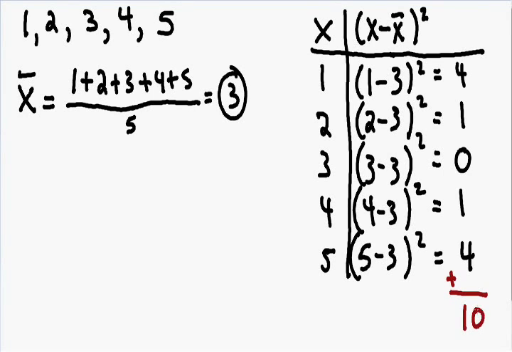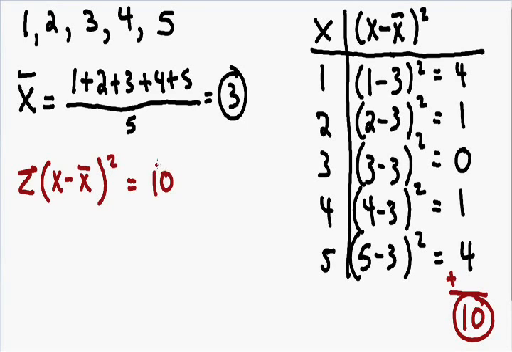So the summation of all the values on the right-hand side of the table is equal to 10. And I'm going to write this using mathematical notation. The summation of all the values of x minus our average x bar, squared, the summation is equal to 10. And we're going to use this value of 10 in our standard deviation formula, which brings me to my next point. What is the standard deviation formula?